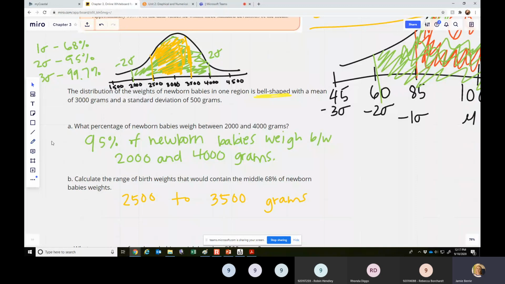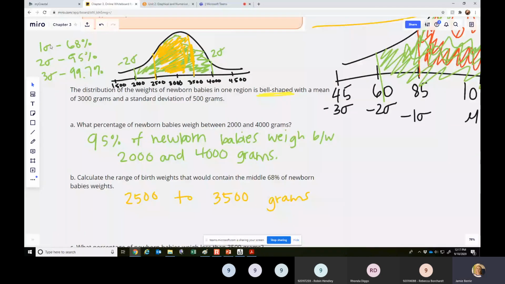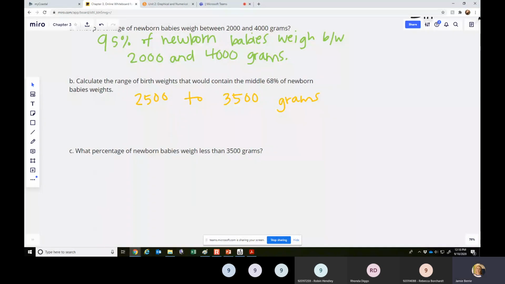All right, and then the last one, this is the one that I was telling you about before we started the problem, where sometimes it's not as easy as just looking at this, 1 standard deviation is 68, 2 is 95, 3 is 99.7. So let's look at this one. It says, what percentage of newborn babies weigh less than, my goodness, I do be struggling. Weigh less than 3,500 grams.